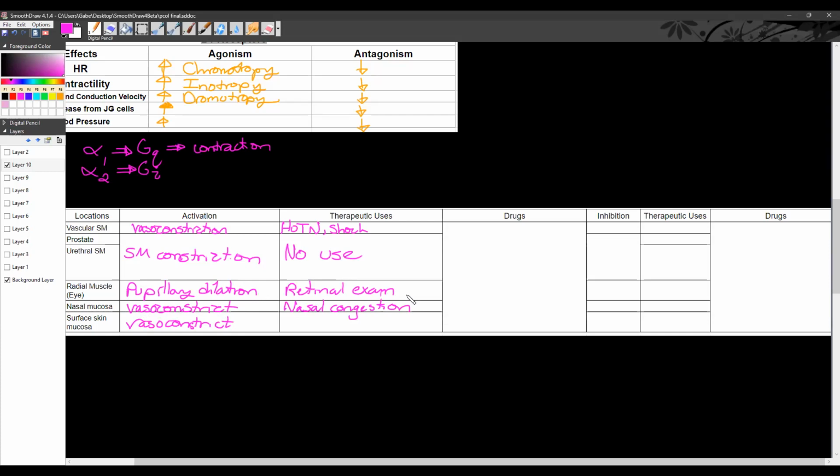And then for surface skin blood vessels, I want you to think about the face. And what would be the benefit of constricting blood vessels in the face? You're very, very close. And I like the way you're thinking. Rosacea. Sweating would be muscarinic drug.